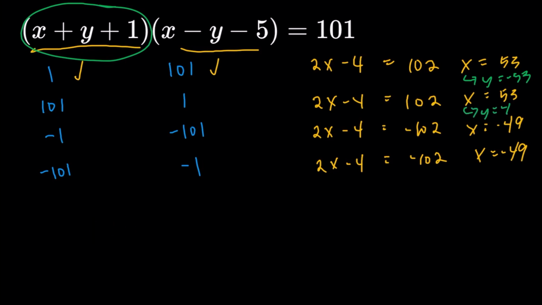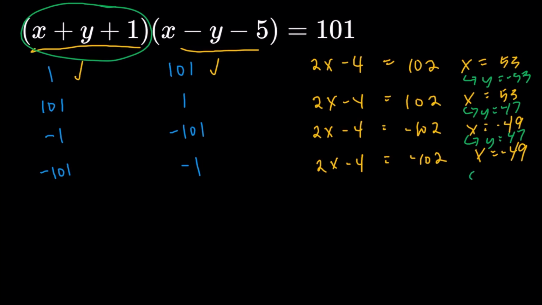So y equals 47. In the third case, x is negative 49. So the green factor becomes y minus 48, and that's equal to negative 1. That's going to give me y equals 47. In the last case, x equals negative 49. So y minus 48, that's the green factor, is going to be equal to negative 101. That's going to give me y equals negative 53.